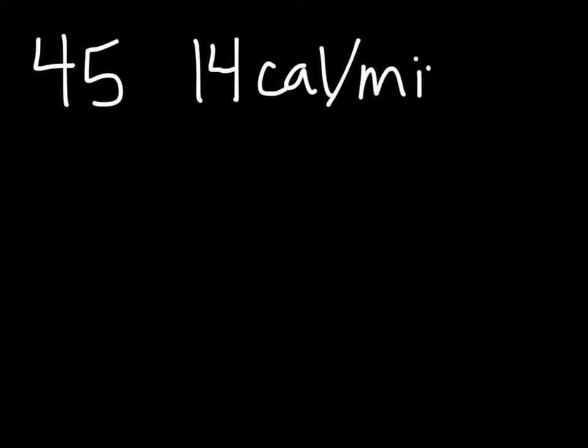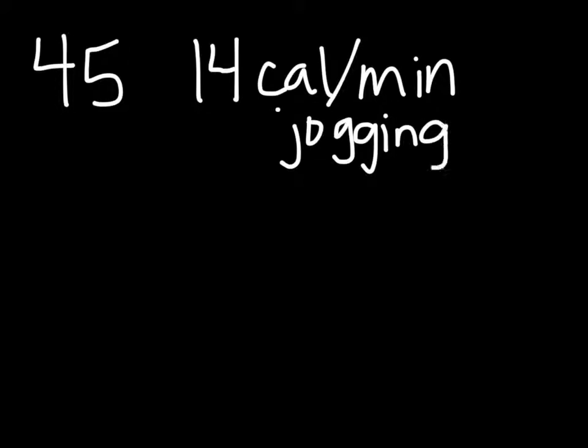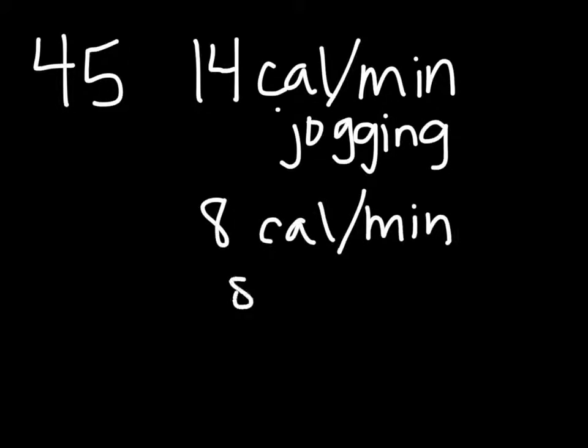And here's our last idea for this lesson, which involves a word problem. It goes like this. You work out each day after school by jogging around a track and swimming laps in a pool. During your workout, you spend a total of 45 minutes jogging and swimming. You burn 14 calories per minute when you're jogging, and you burn 8 calories per minute when you're swimming.